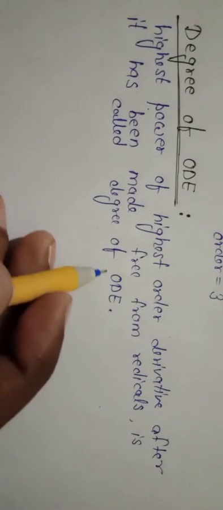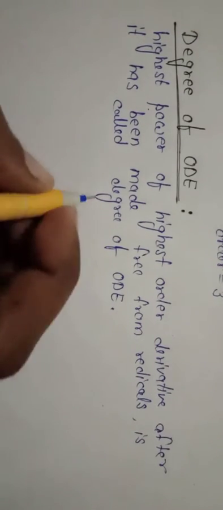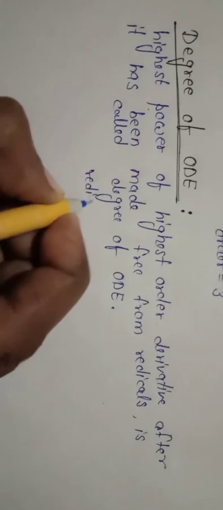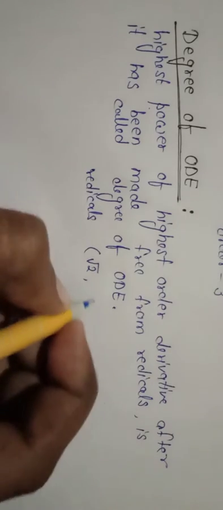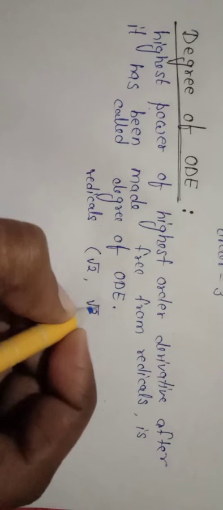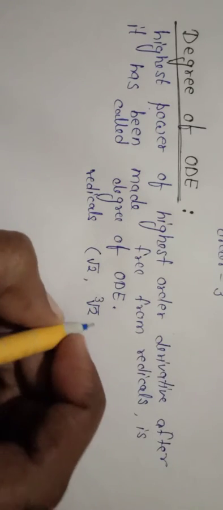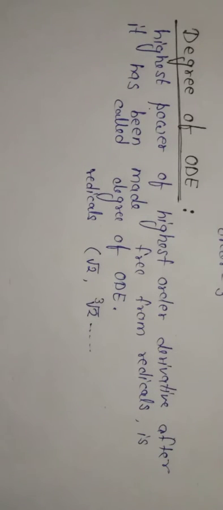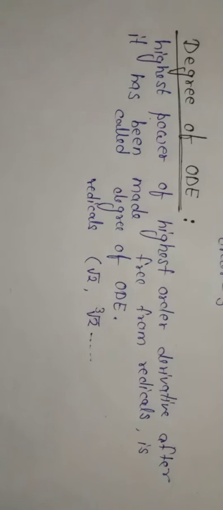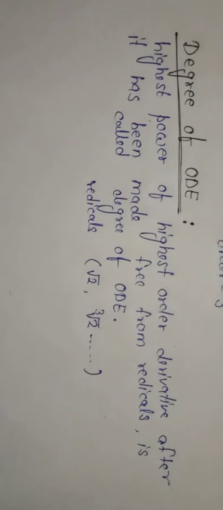Now, students get confused about what is a radical. So I want to tell you that the radicals are, you just write it here, root 2, that is irrationals, cube root of 2. All these terms are radicals. If they are involved as the degree of the highest order derivative, then we cannot determine the degree of ODE in that case. If they are not involved, then we can easily find the degree of ODE by taking the highest power of the highest order derivative.